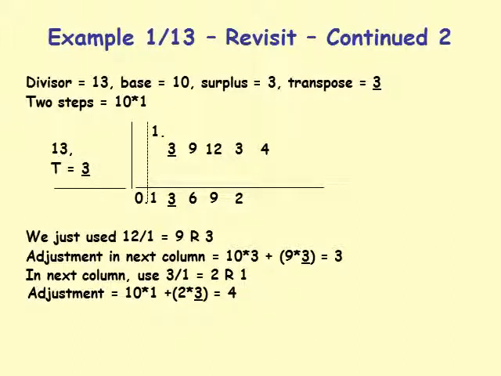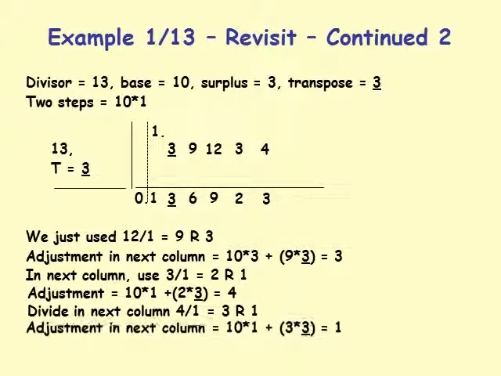Okay, let's continue. Now I would use 4 divided by 1 is 3 remainder 1. So you see that I'm trying to avoid the situation where the remainder is 0. Instead of 4 divided by 1 is 4 remainder 0, I'm using 3 remainder 1. So I got 3 remainder 1. The adjustment in the next column is 10 times 1 plus 3 times negative 3, which is plus 1. Okay, so we are in the same situation here. We started with 1, we got into 1 again, and it repeats.